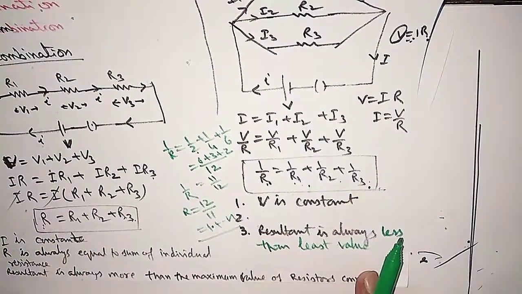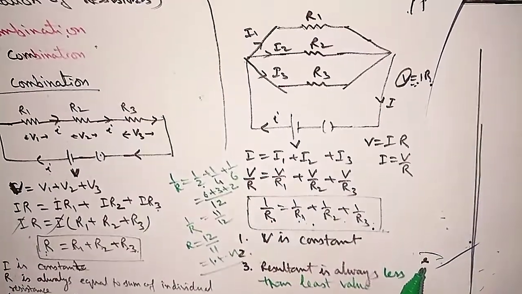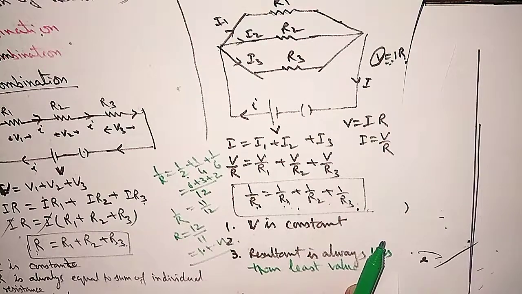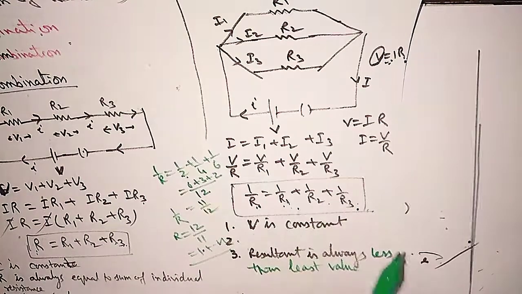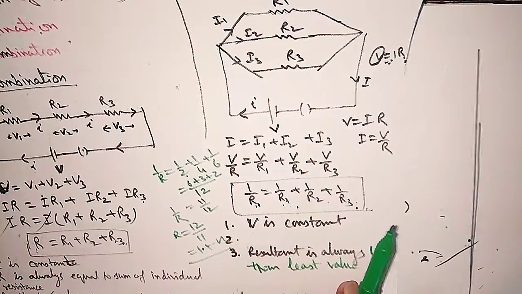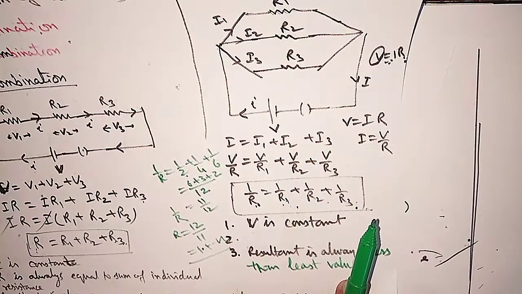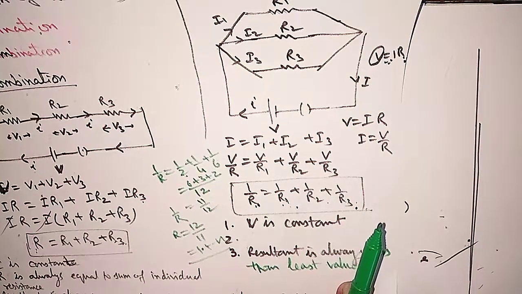This is the property of the parallel combination. So today we discussed the series and the parallel combination of the resistors. In the next topic we'll discuss some more points about resistance.